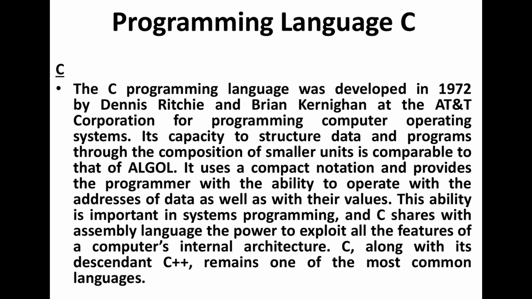C. The C programming language was developed in 1972 by Dennis Ritchie and Brian Kernighan at the AT&T Corporation for programming computer operating systems. Its capacity to structure data and programs through the composition of smaller units is comparable to that of ALGOL. It uses a compact notation and provides the programmer with the ability to operate with the addresses of data as well as with their values.